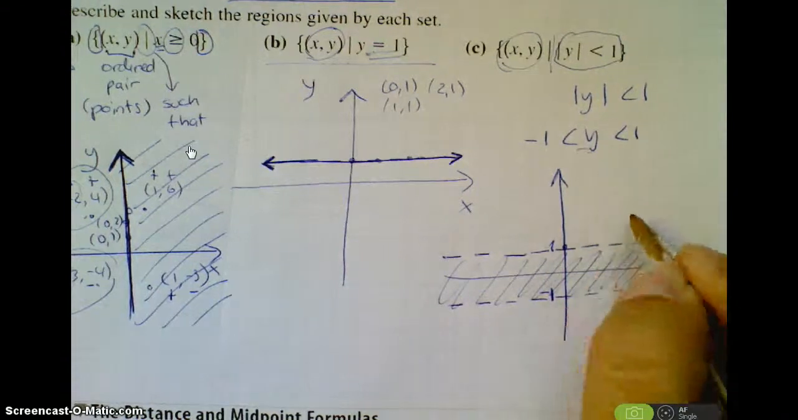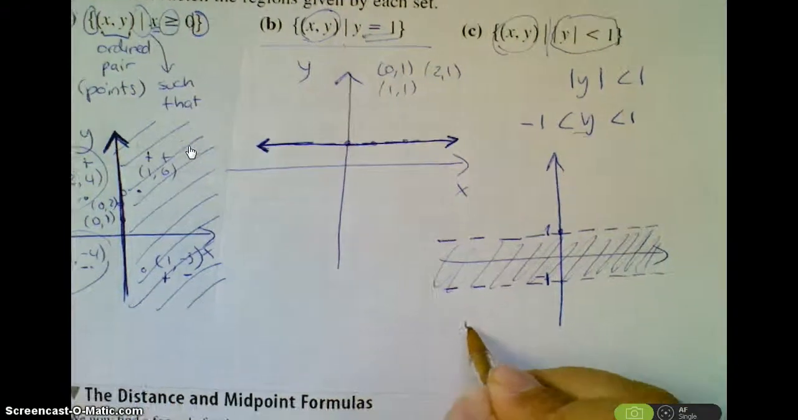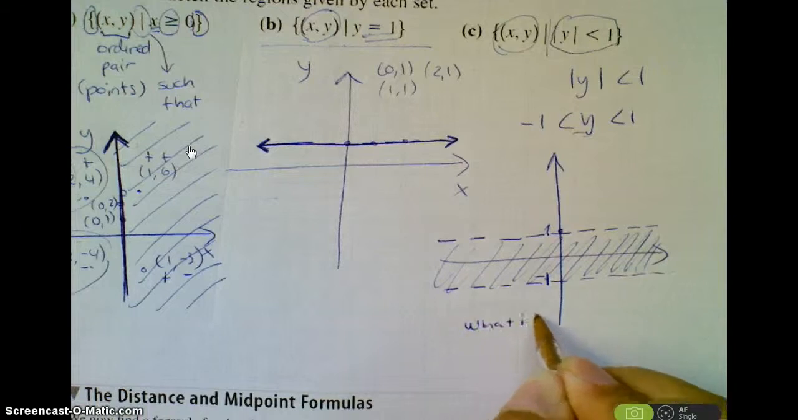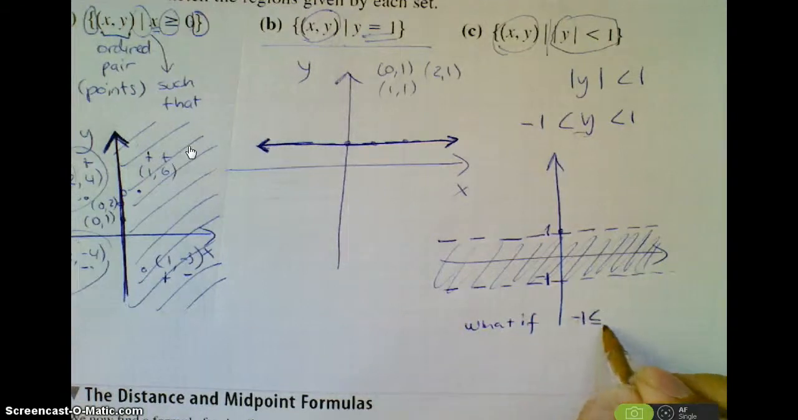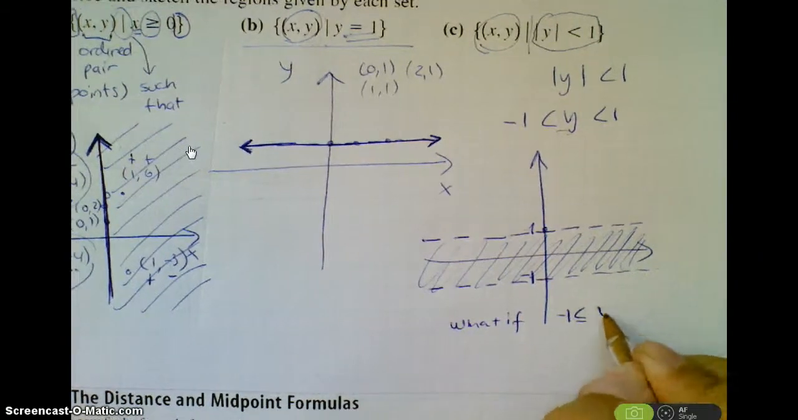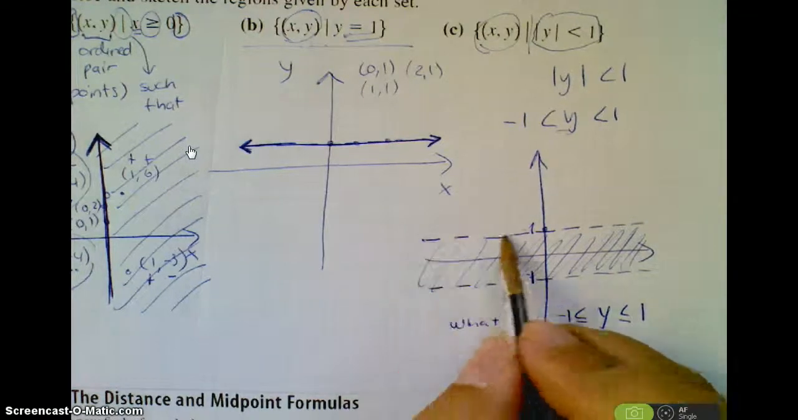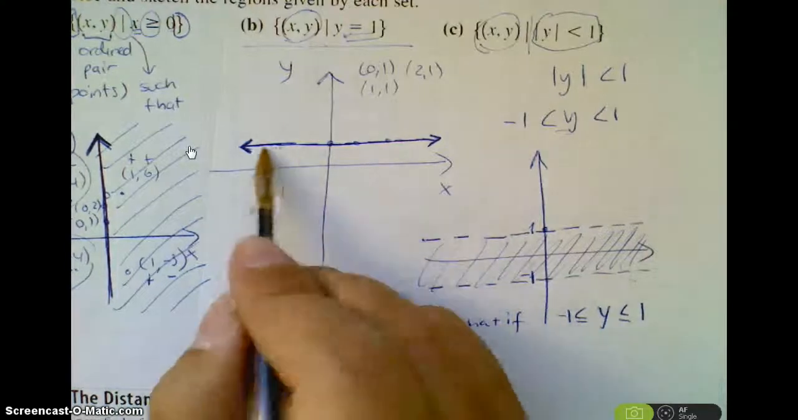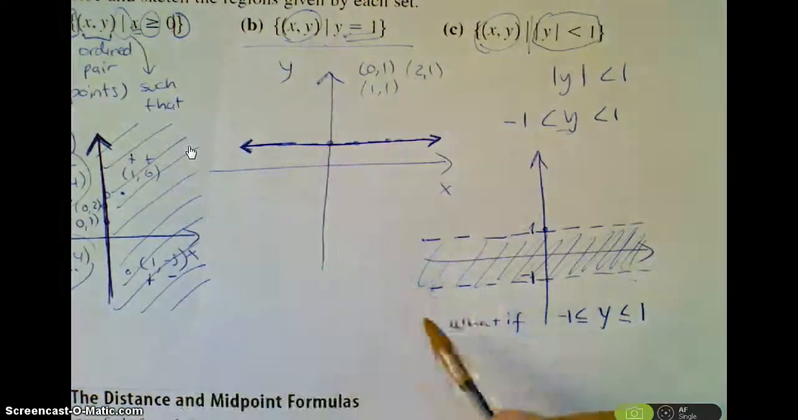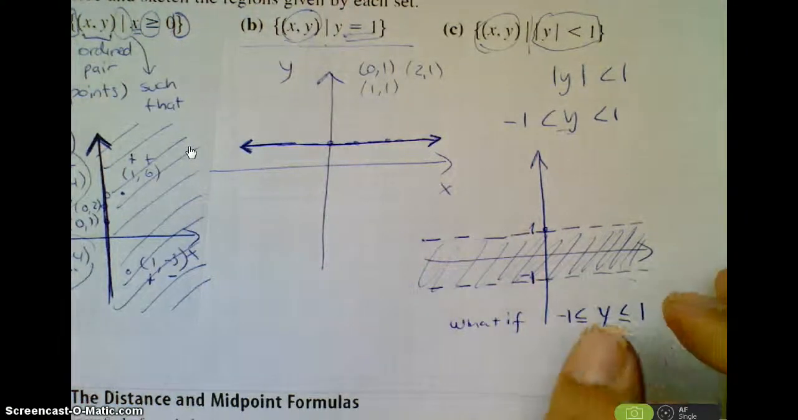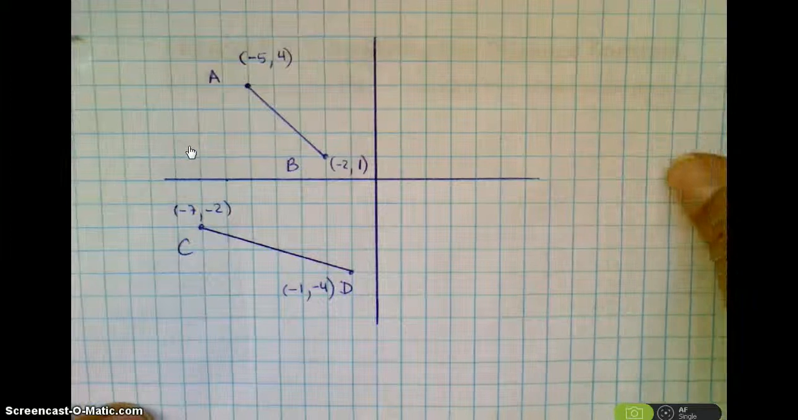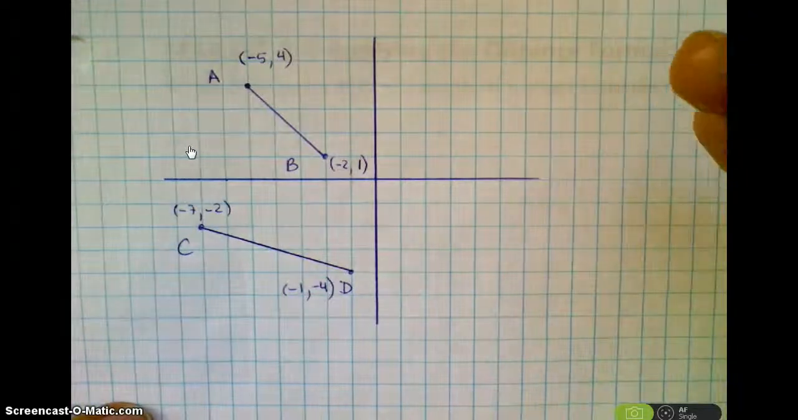What if it was like this: negative 1 less than or equal to y, and y less than or equal to 1? Then I would have to make this line solid, just like I did in this example, and then shade everything else in between.